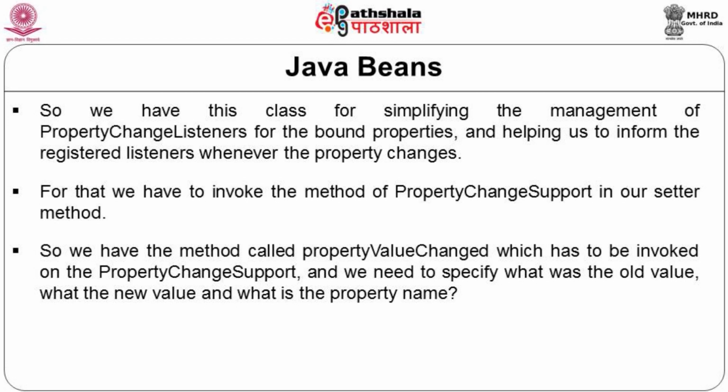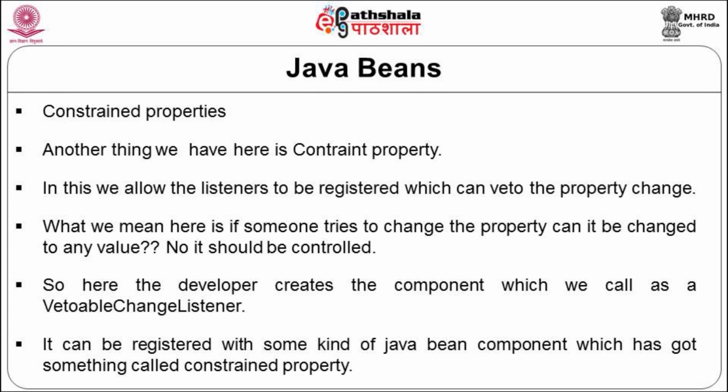So, we have this method called firePropertyChange, which has to be invoked on the PropertyChangeSupport, and we need to specify the old value, the new value, and the property name. If we do that, the PropertyChangeSupport object can take care of informing the listeners. So, that is one kind of property. We have seen the simple property, the indexed property, a property with an array, and now the bound property.